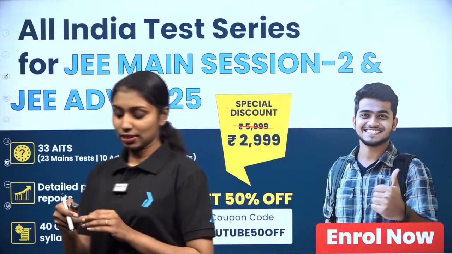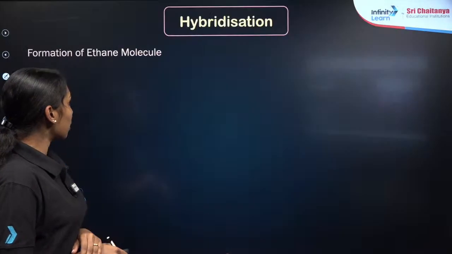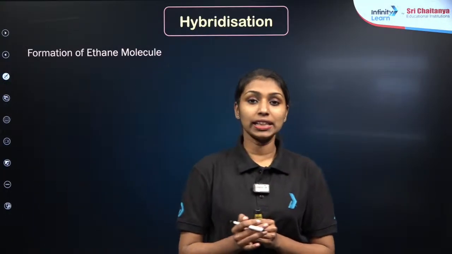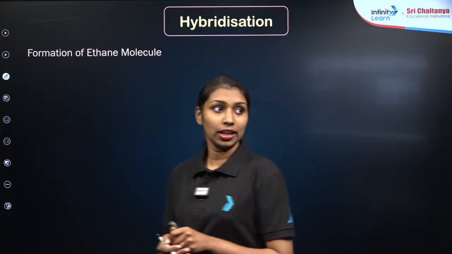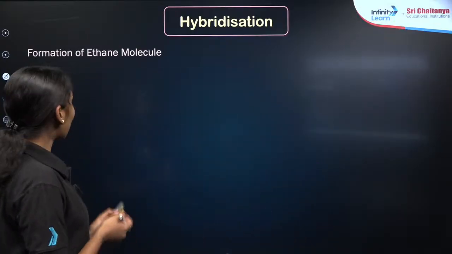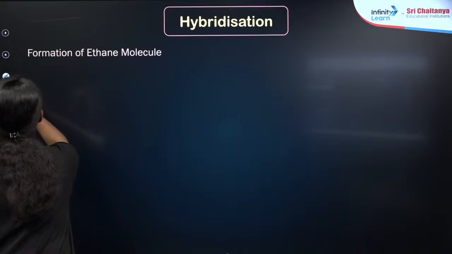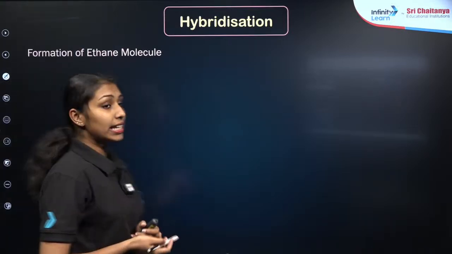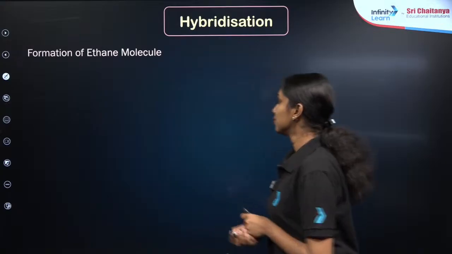Quickly, let us start our session, that is the main part, hybridization. After completing the hybridization part, we will be moving to the next important topic, that is molecular orbital theory. The first one, hybridization. I will be discussing the hybridization of some of the organic molecules. The first one is the ethane molecule.